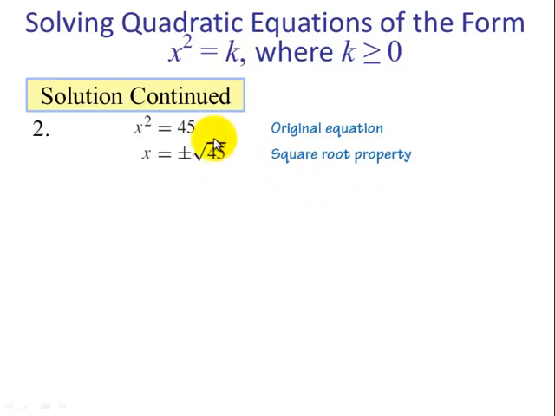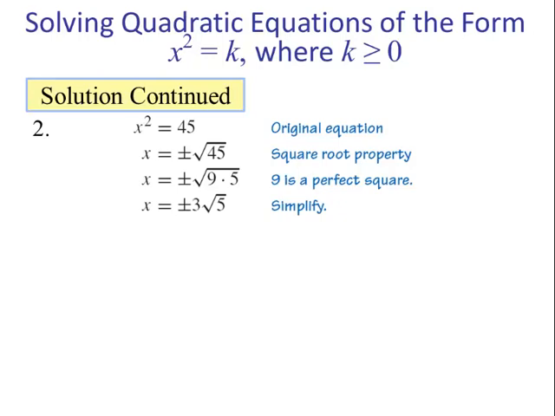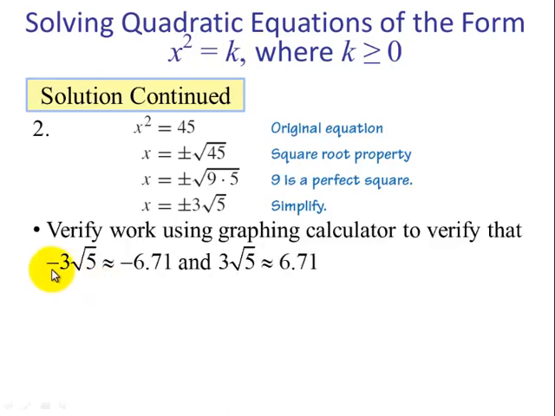Now if you recall, there is a perfect square in 45, and that's 9, so we can split it up to x equals plus or minus the square root of 9, which is 3, times the square root of 5. So these are our two numbers that will make this equation true. To check it, we can take negative 3 radical 5 and approximate it using the calculator, and we get negative 6.71 to 2 decimal places, and positive 3 radical 5 is approximately positive 6.71 to 2 decimal places.